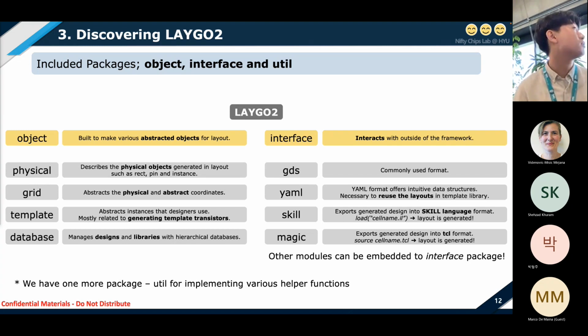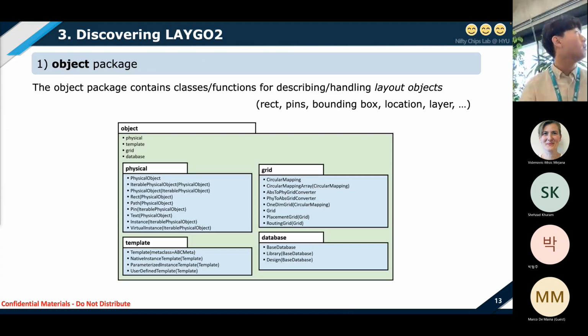Interface package now supports 4 kinds of output formats. Among these, YAML format contains the information about cells in libraries for hierarchical usage of generated instances. And also, you can add modules to this package for other toolchains. Object package contains information about every single element in your layout, rectangles, pins, sizes, or locations.